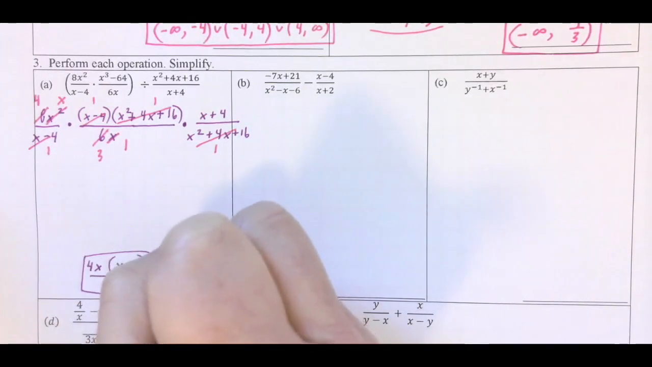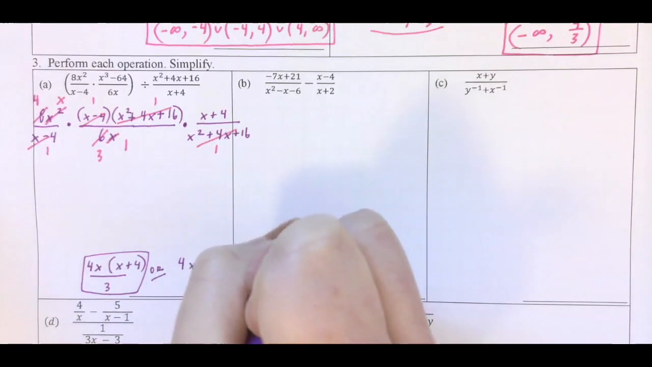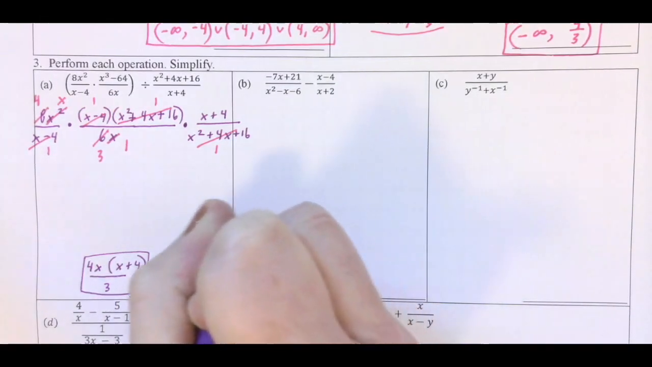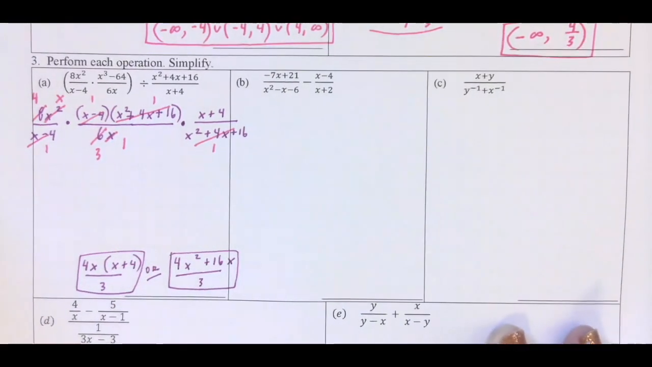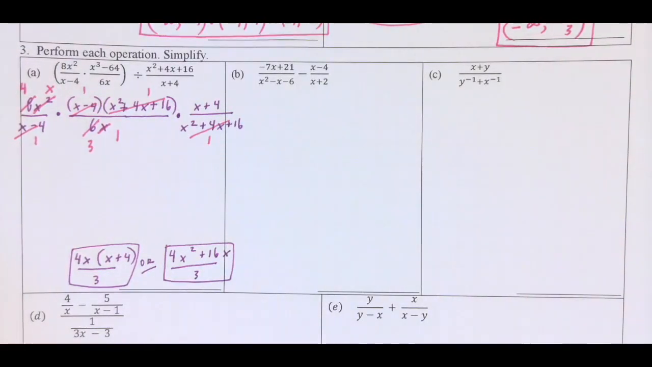Or I can multiply it out and say 4x squared plus 16x over 3. Either way is fine. Okay, next one here, we are subtracting. And to subtract, we need a common denominator.